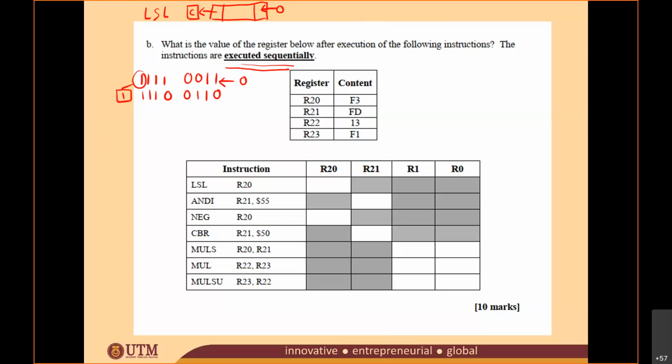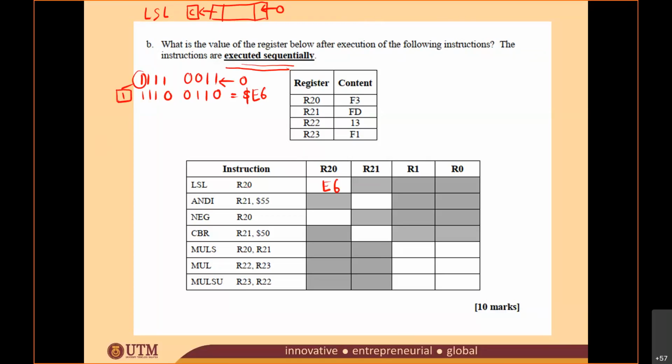Okay, so the answer here will be 8 plus 4 plus 1, so this is E. And then what about this one here? E6. Okay, semua dapat E6 tak? Okay, make sure that the answer here is in hexadecimal.